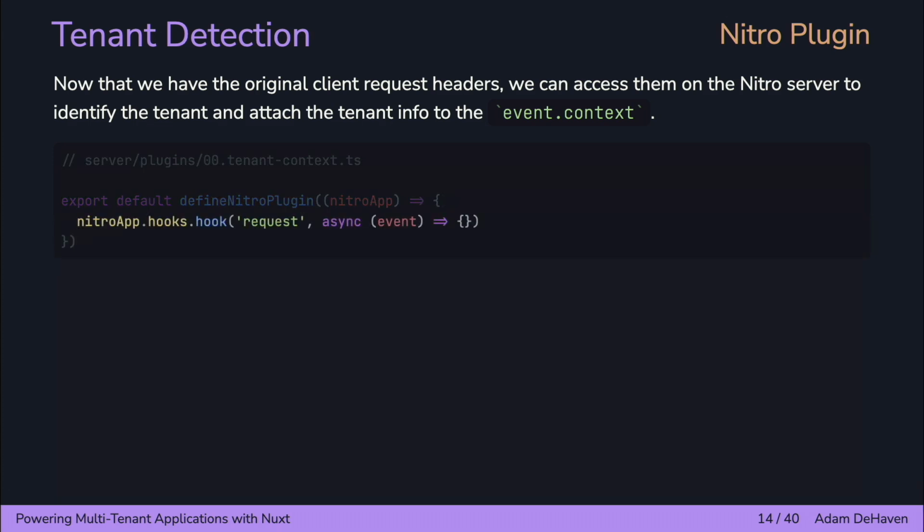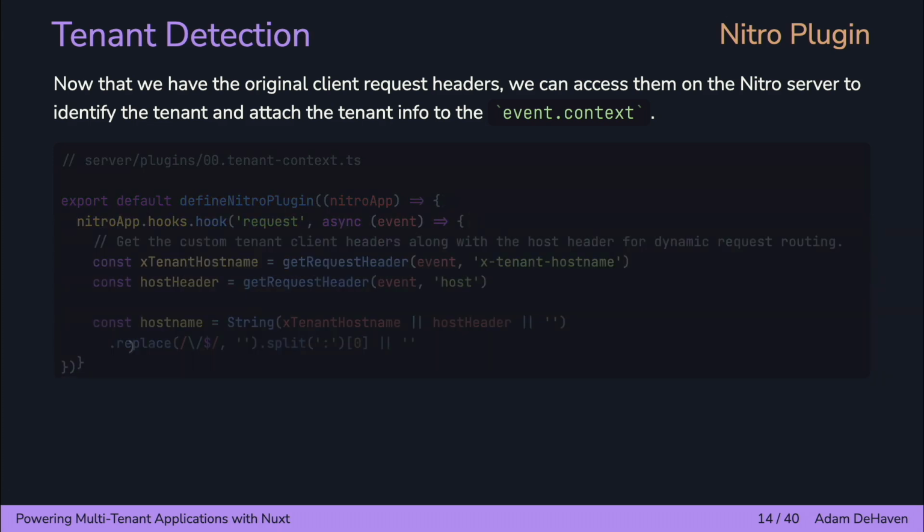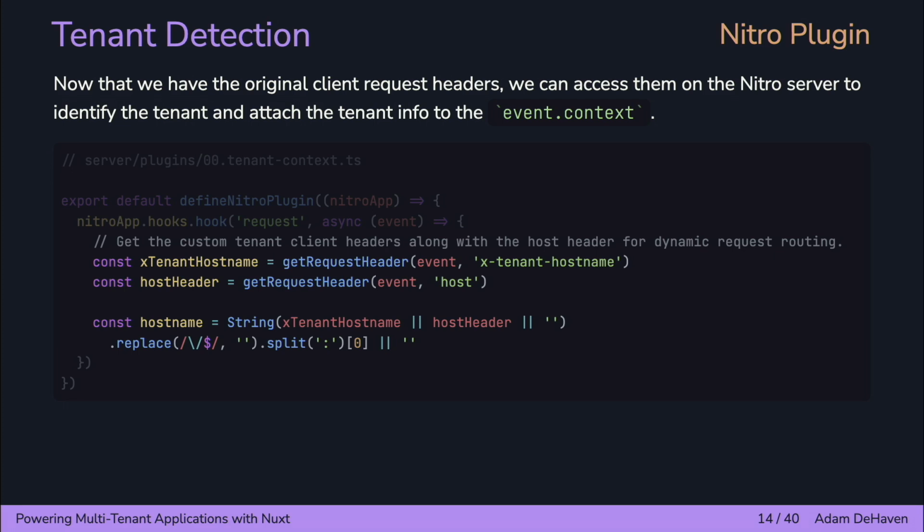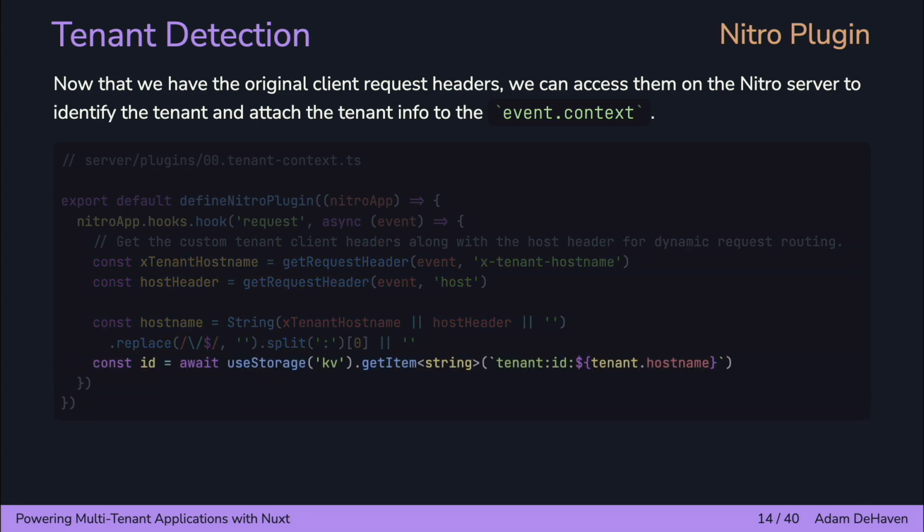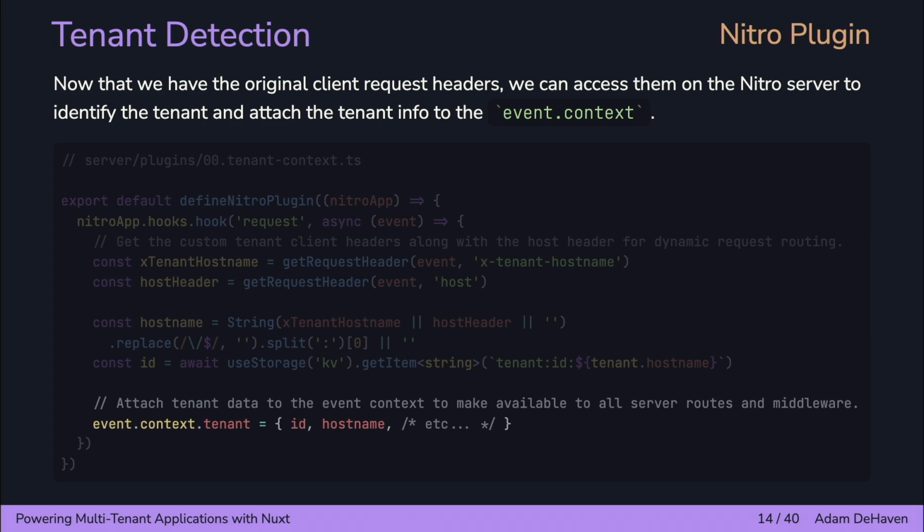We'll hook into the request event to get the original client request headers. We will grab the tenant host name from our component request, which is captured in the plugin, along with the original host header. So the host name will be used to determine the tenant identity when accessing our storage provider and can be used later to look up tenant data when proxying requests to APIs. We can then utilize the host name as the unique part of the key in our storage provider to look up the tenant's ID. So for example, here we're using KV storage, and we use tenant:ID and then the actual ID to get that data from our KV store. And finally, our tenant data is attached to the event context, again, making it available for any further routes and middleware.